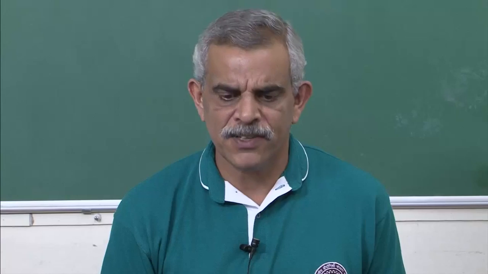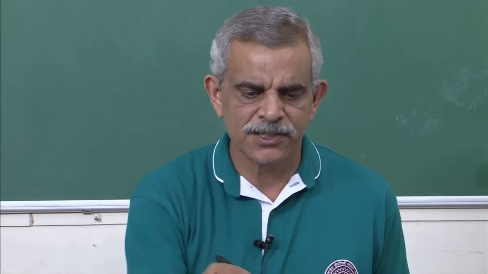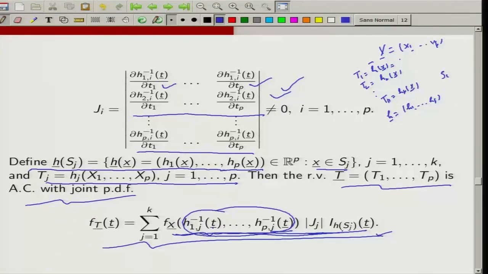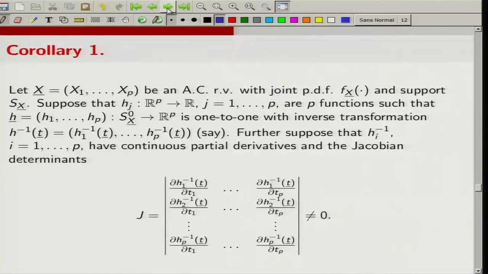A similar result holds in the case of one dimension. In that case, there was no Jacobian, there was only d by dt of Hi inverse t. So, this is given by this. Now, in the case where my transformation H = (H1, H2, ..., Hp) is 1 to 1 in the whole of SX, there will be only one term here, and in that case, this result simplifies to the following result.